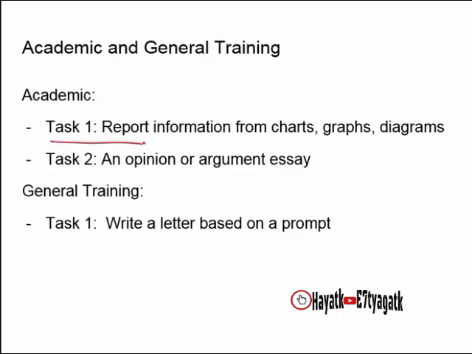For general training, instead of writing a report based on a chart like you do for the academic test, for general training task 1, you write a letter. You will have a prompt that gives you the topic of the letter, and you'll have to follow a particular style of letter as you're writing to somebody that the test tells you to write to. For example, you may be writing to a friend or a boss. You may be writing a letter of complaint to a company. So you can imagine there will be different styles of letters depending on who you're writing to.